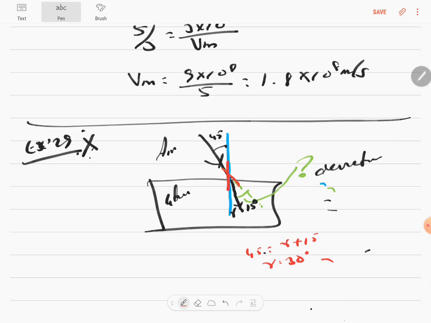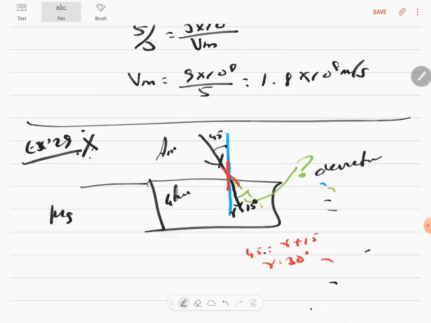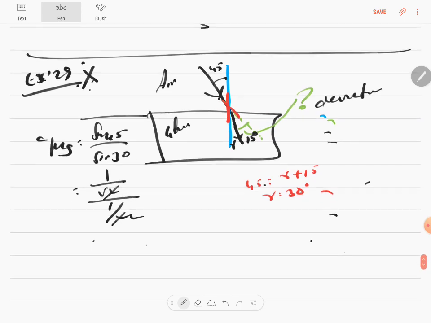So therefore you get R to be 30 degree. Once you get R, you can find the refractive index. So refractive index of glass with respect to air is nothing but sin I by sin R, which is sin 45 by sin 30. I like these sums because angles are clear, easy to find out. Sin 45 is 1 by root 2 and sin 30 is 1 by 2. So it will become root 2. The refractive index of glass to air itself is root 2.